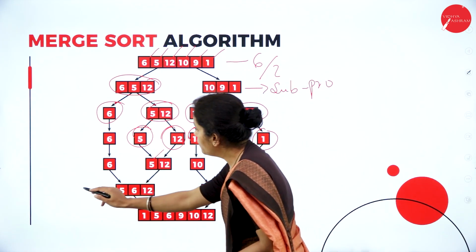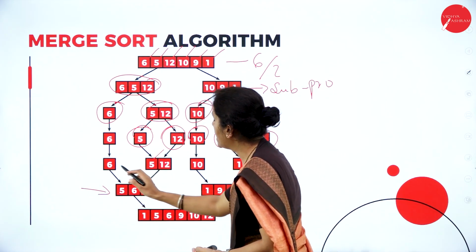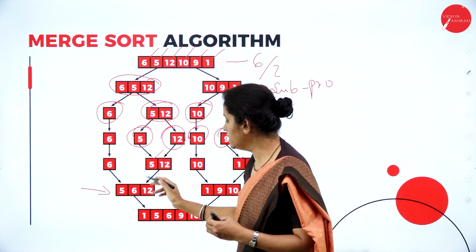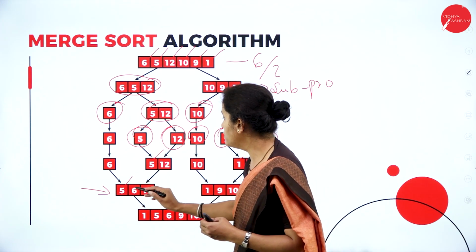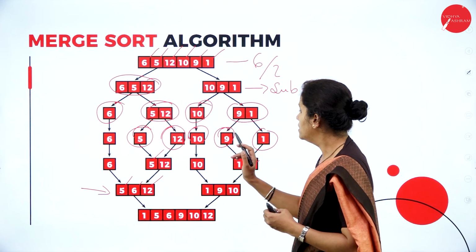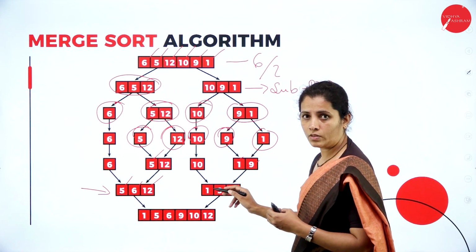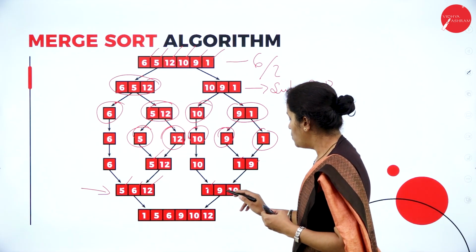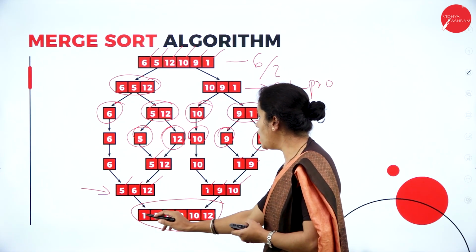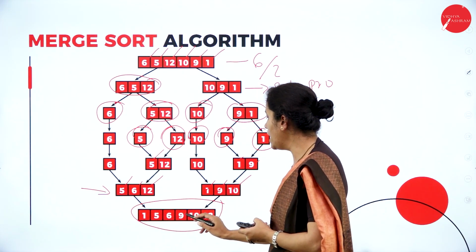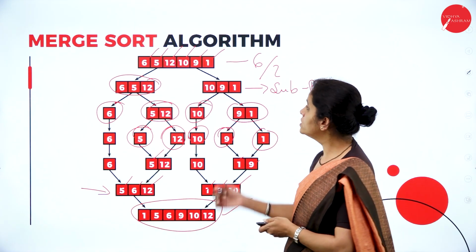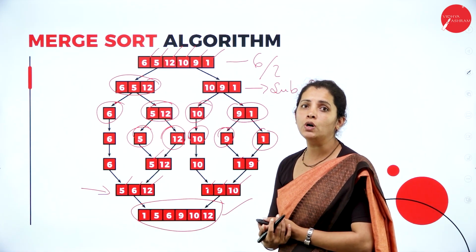And now I'm going to combine the solution, that is I have 6, 5, 12. Now, what I'm going to do, I'm going to sort: 5, 6, 12. Here it is 10, 1, 9. After sorting, 1, 9, 10. So here the final result is 1, 5, 6, 9, 10 and 12. This is my sorted array. So this is the way merge sort is going to work.